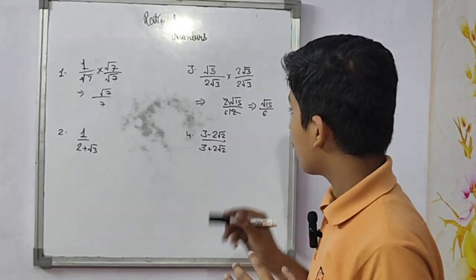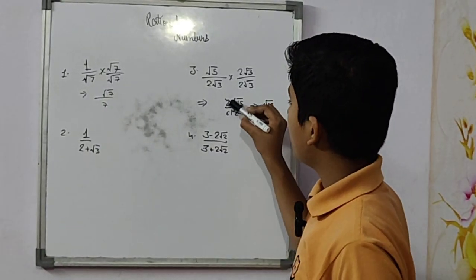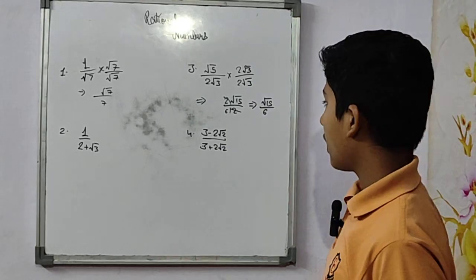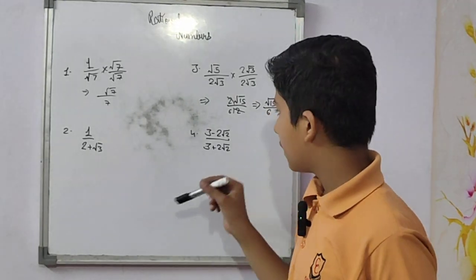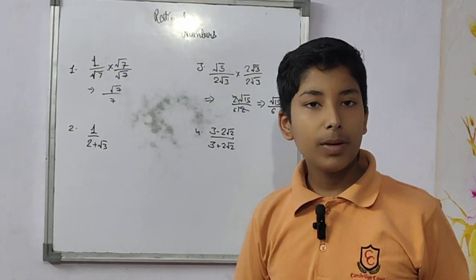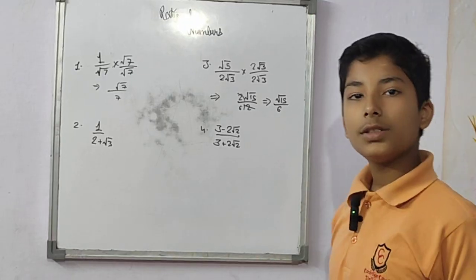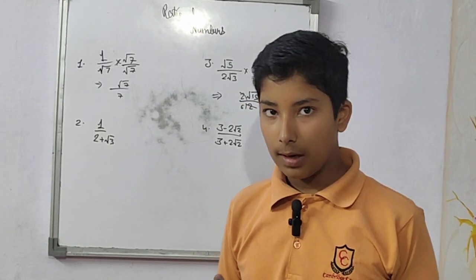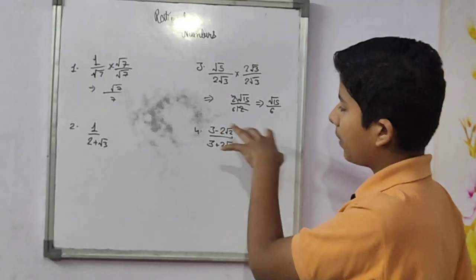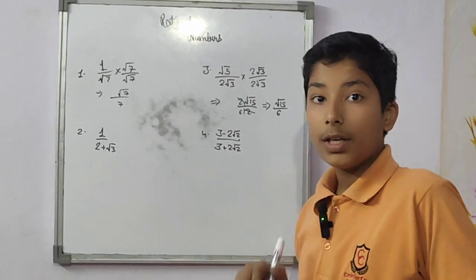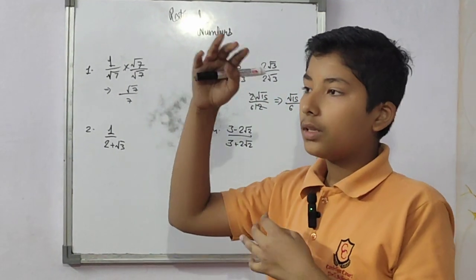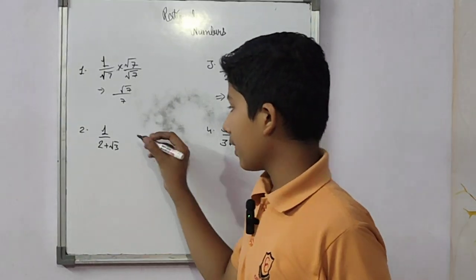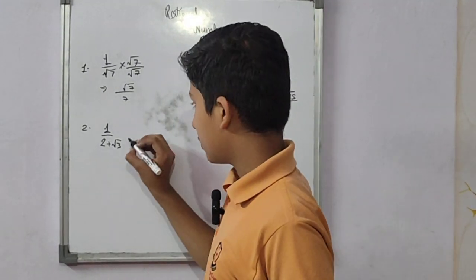And if you leave your answer as 2 root 15 divided by 12, it will be considered wrong, because rational numbers are the numbers which are simplified to the last step, not only in between. It won't be considered as a rational number if the other two numbers can still be cut. Okay, so now let's come to our next question.